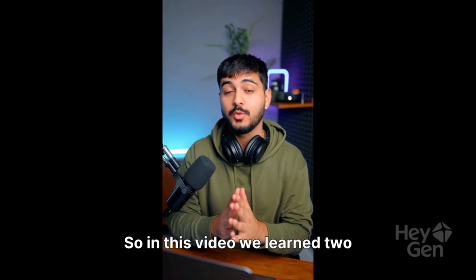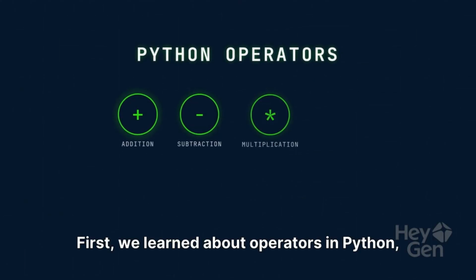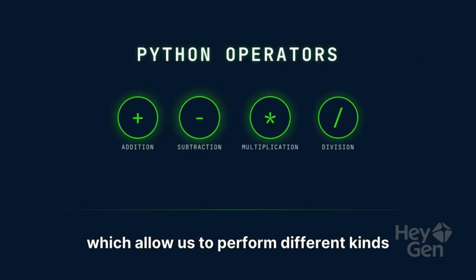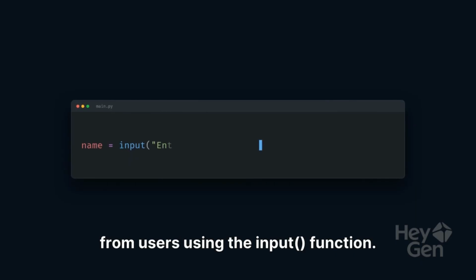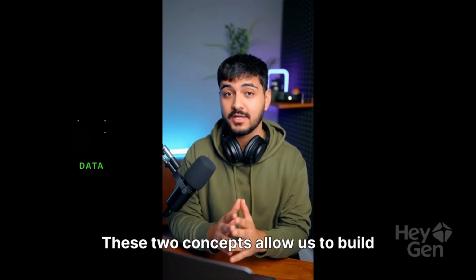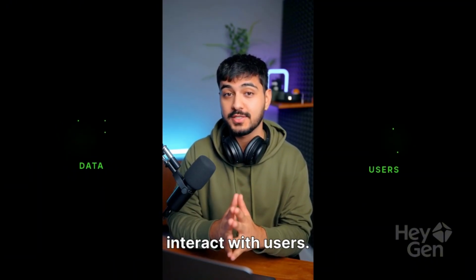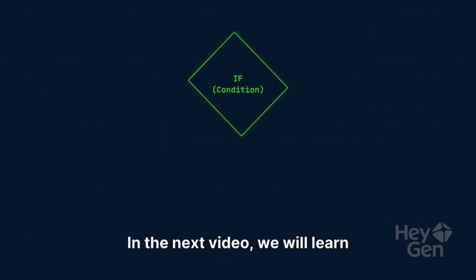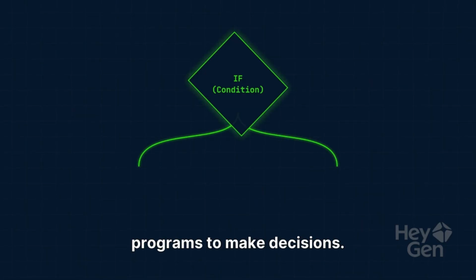So in this video, we learned two important things. First, we learned about operators in Python, which allow us to perform different kinds of calculations. Then we learned how to take input from users using the input function. These two concepts allow us to build programs that actually work with data and interact with users. In the next video, we will learn about conditions and if-else statements, which allow programs to make decisions.